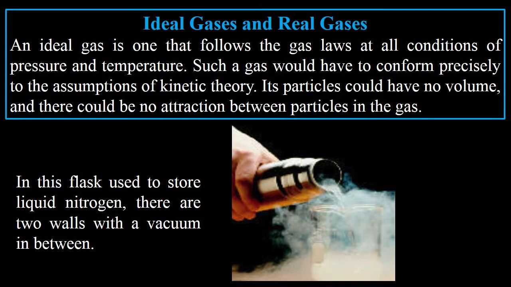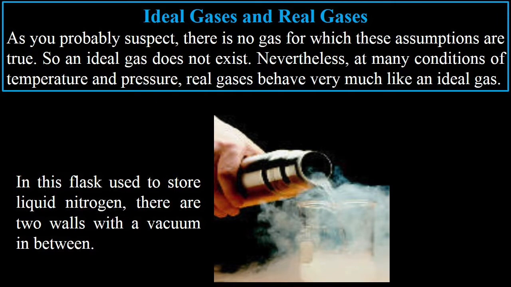An ideal gas is one that follows the gas laws at all conditions of pressure and temperature. Such a gas would have to conform precisely to the assumptions of kinetic theory. Its particles could have no volume, and there could be no attraction between particles in the gas. In this flask used to store liquid nitrogen, there are two walls with a vacuum between them. As you probably suspect, there is no gas for which these assumptions are true. So, an ideal gas does not exist.